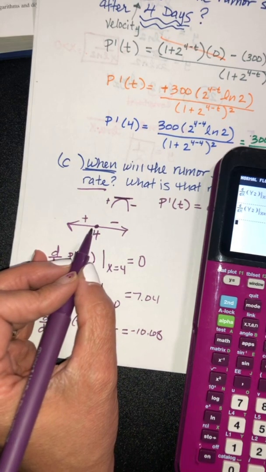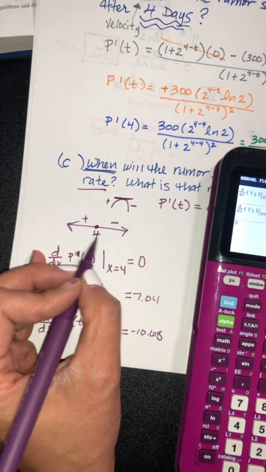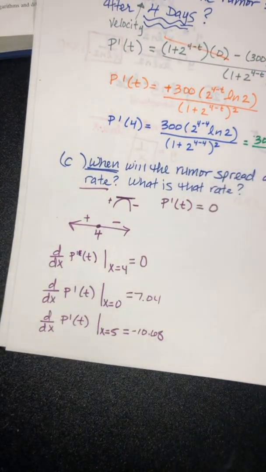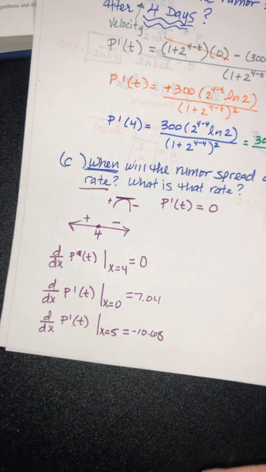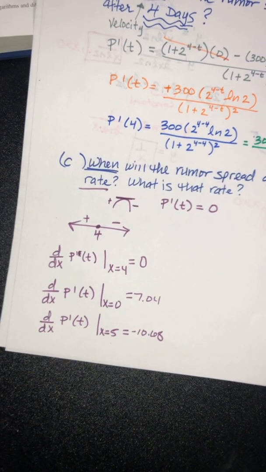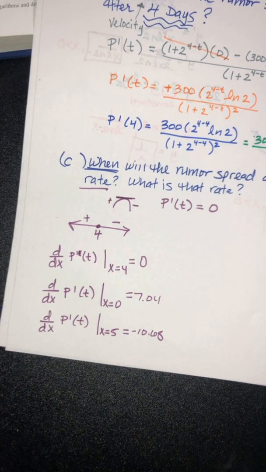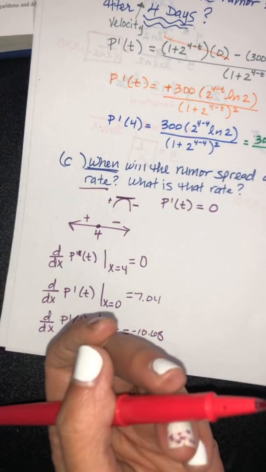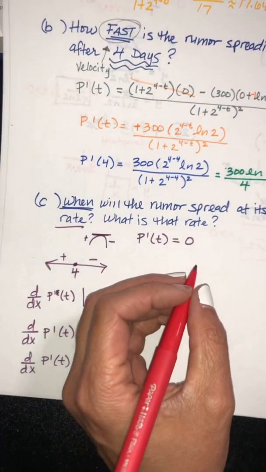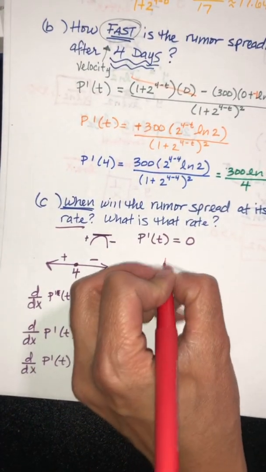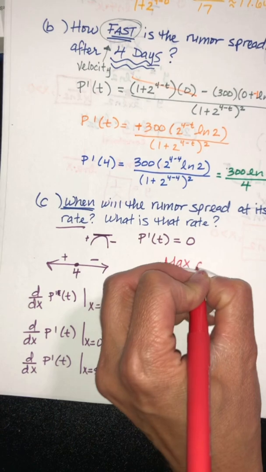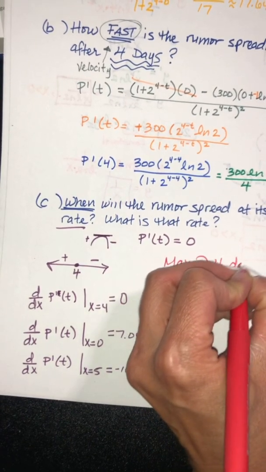So that means that at a time of 4 days, that is when the rumor spreads at its maximum rate, which makes sense after a rumor starts. It's not long after it starts where it starts reaching its peak, okay? And then it's going to start slowing down because people get over it after a while. All right, so we have the max is at 4 days.